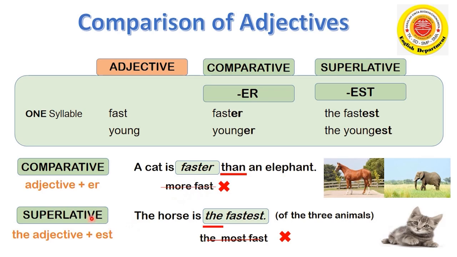Untuk superlative, for the superlative, the horse is the fastest. So to make the superlative, we just need to put est to the end of the adjective. Fast becomes the fastest, young becomes the youngest. It's important to have the article the before the superlative. Jadi sebelum superlative, kita harus menambahkan kata the di depannya.